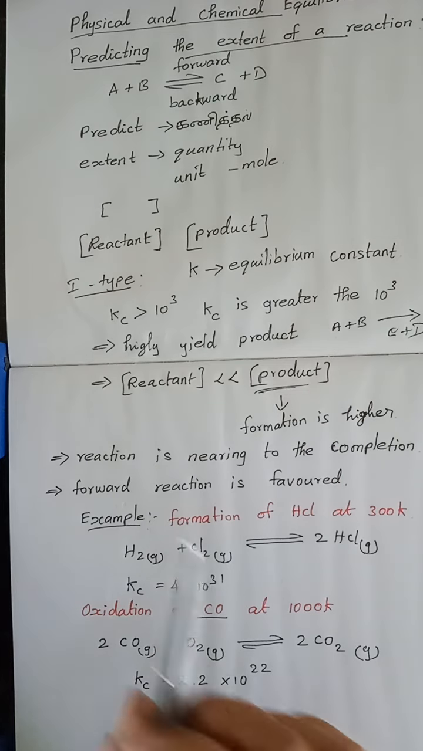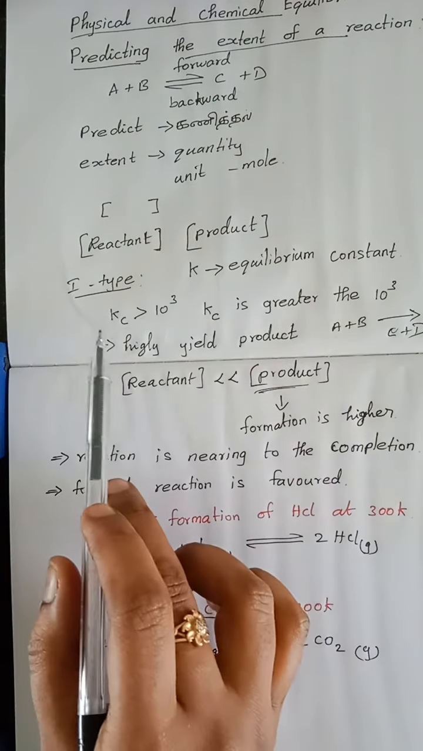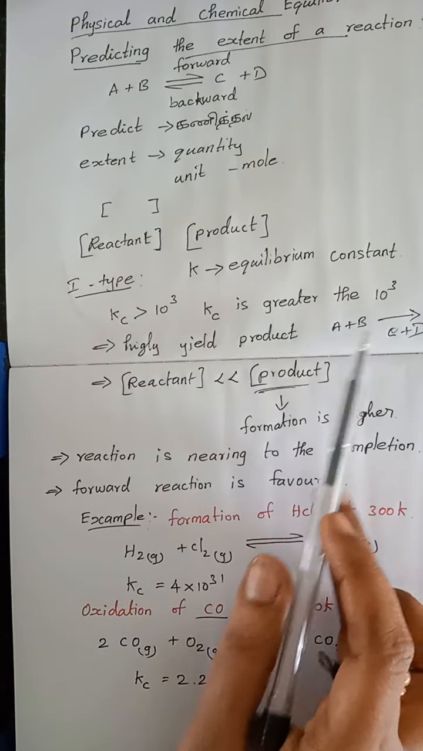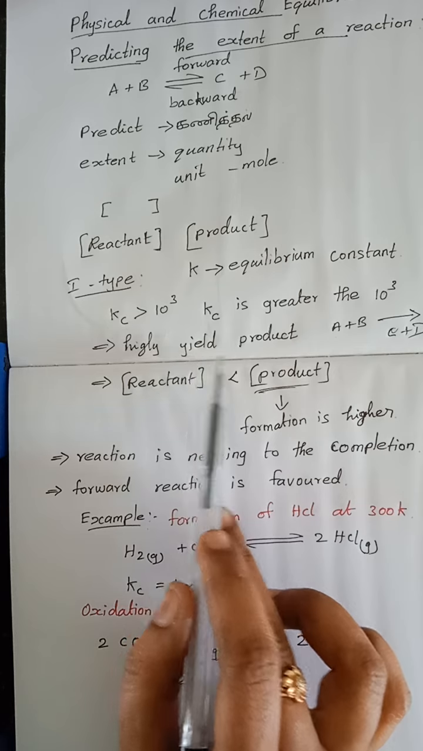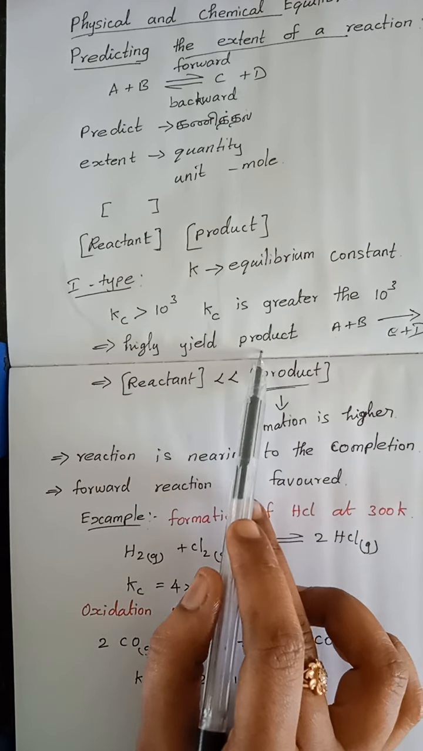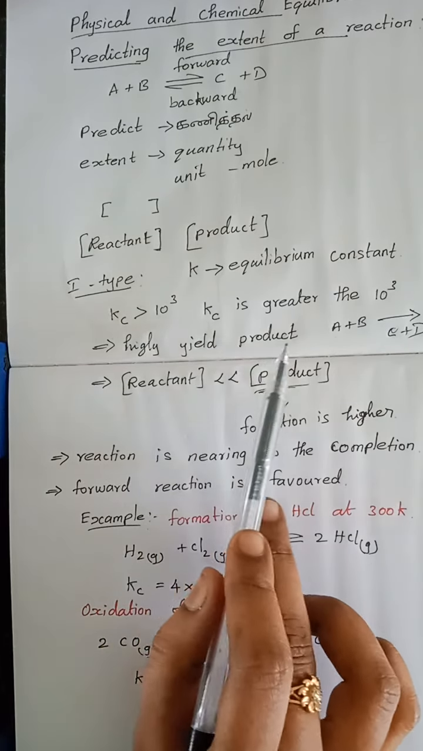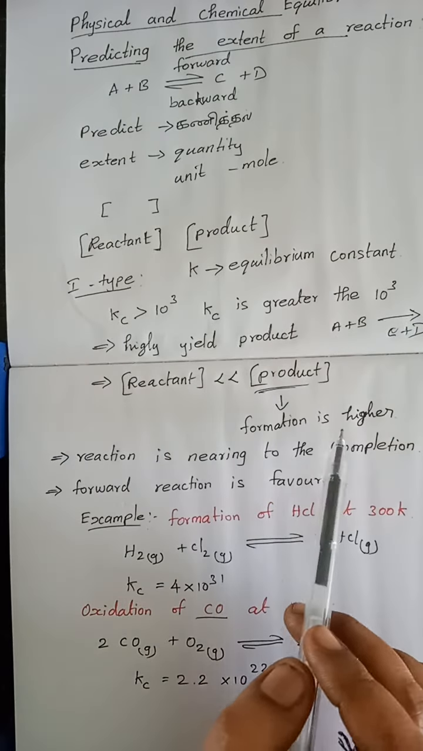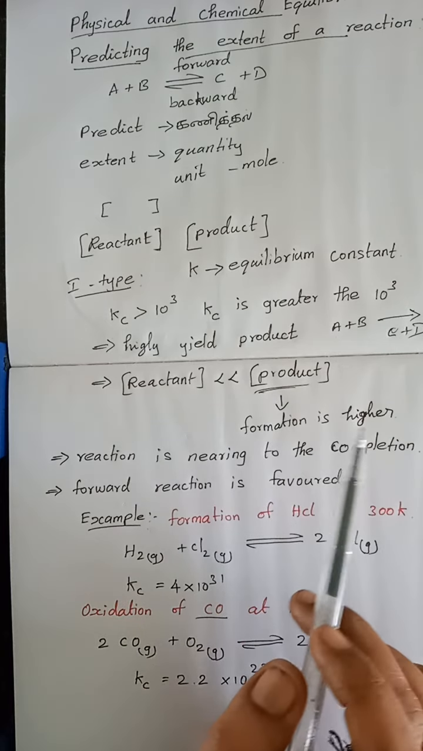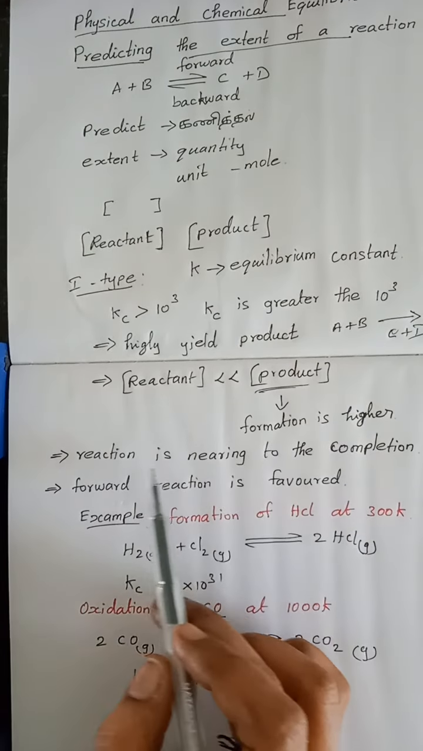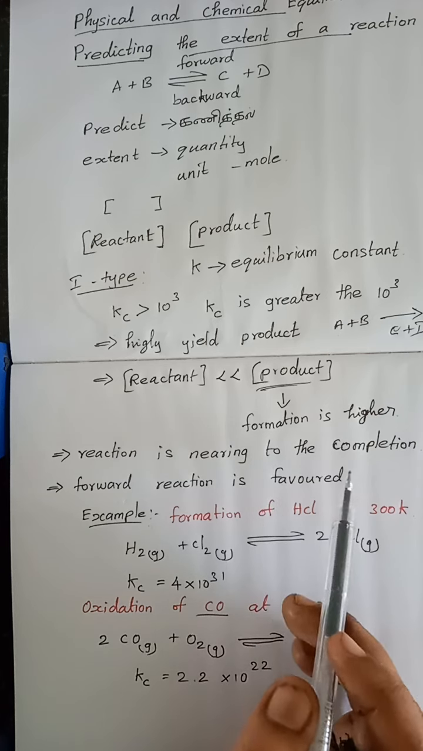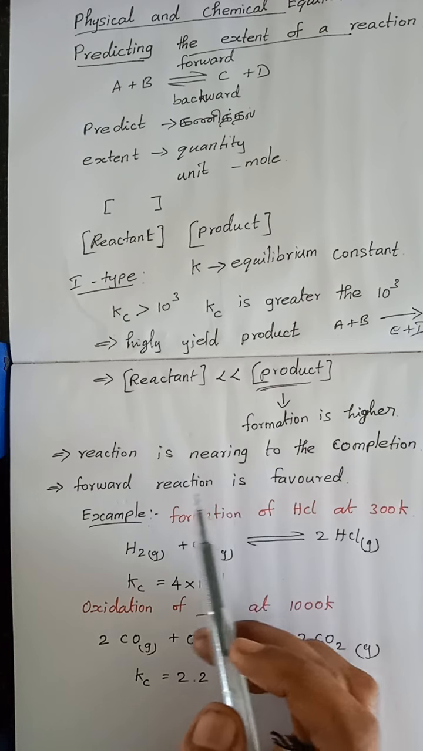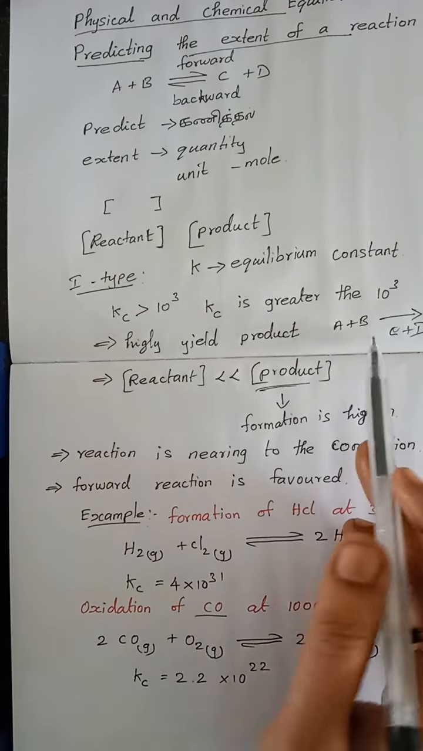Okay children, so this is the first type. In this first type Kc is greater than 10 power 3. So this reaction is high yield to form product. The product formed is higher. So this reaction is nearly to completion, and the forward reaction is favored.